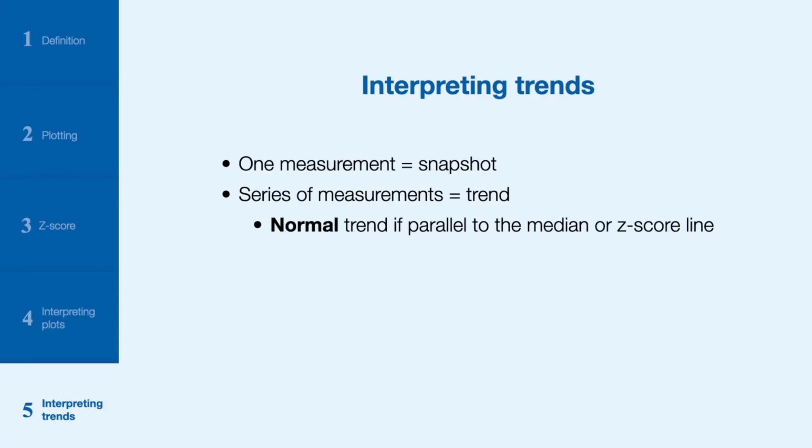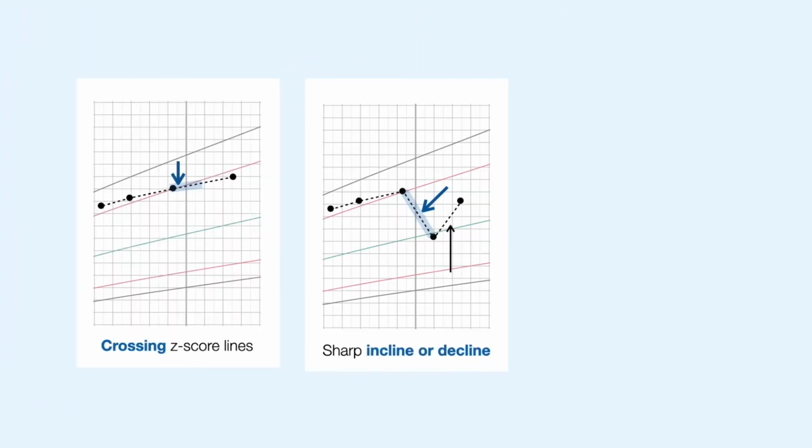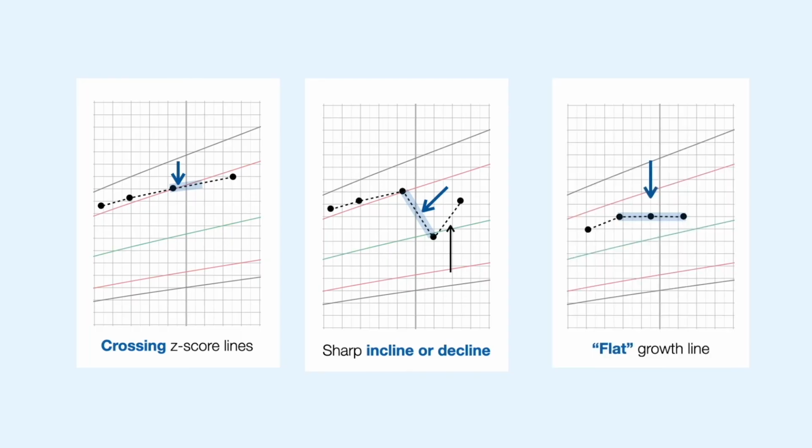A trend is considered normal if the growth trend is parallel to the median and a Z-score, and may be above, below, or on the line. However, the following should alert you to a possible problem and require further investigation. If a child's growth line crosses a Z-score line, if there is a sharp incline or decline in the child's growth line, or if the growth line remains flat, i.e. there is no gain in weight or height or length between 2 visits.